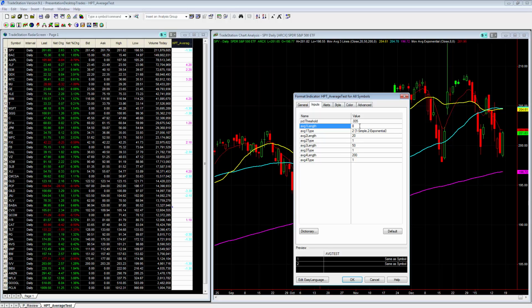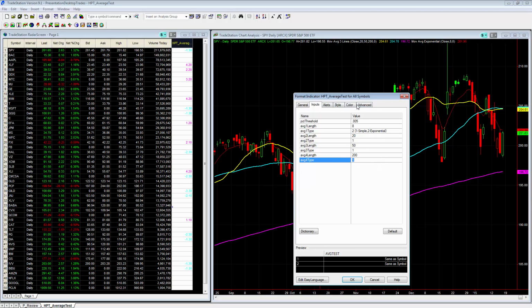So what I've got here is the test set to show examples. It'll show up to 4 different moving averages. The first one is the 8-period, and type 2 is exponential. So the 8-period exponential moving average, or the T-line. The rest are simple moving averages: the 20-period simple moving average, the 50-period simple moving average, and the 200-period simple moving average.